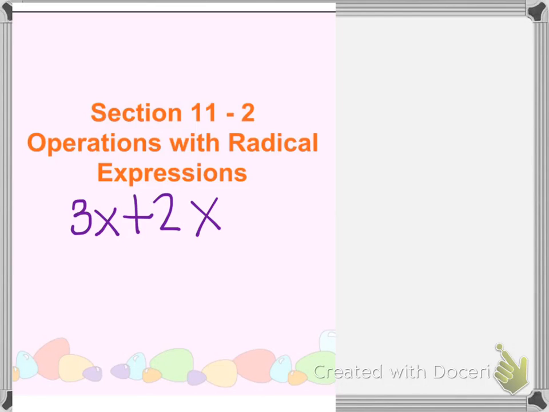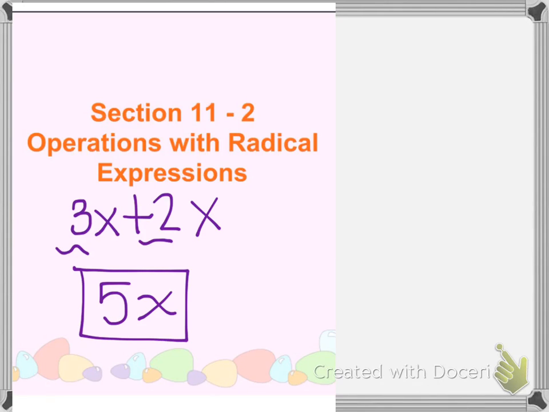So the way we would combine them is we add the numbers in front, 3 plus 2, which gives us 5, and the x is still just x. We leave it alone. It had to be the same in order to add them, and it stays the same when you're done. Those exact same rules are what applies to square roots.